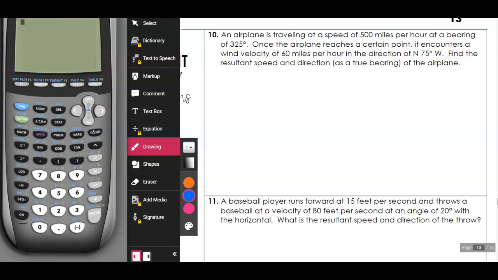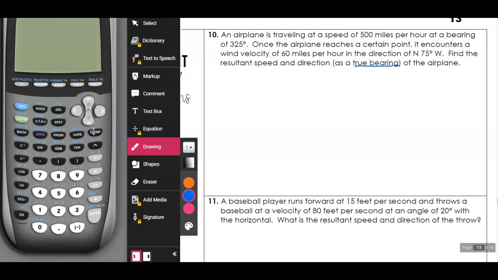Once the airplane reaches a certain point, it encounters a wind velocity of 60 miles per hour in the direction of north 75 degrees west. Find the resultant speed and direction as a true bearing. So it wants us to take our direction angle and turn it into a true bearing. That's an extra at the end that we didn't have on the previous problem. So we're finding the resultant speed and direction of the airplane.